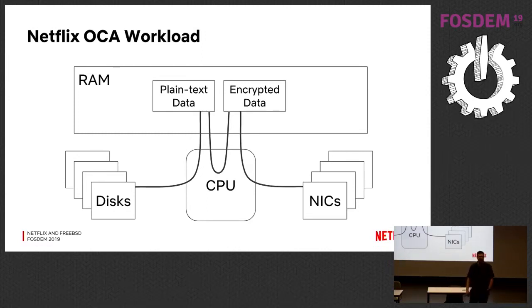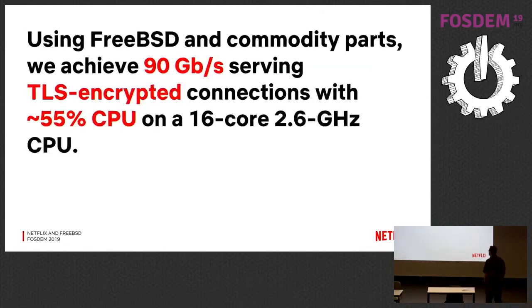And you can either buy your way out of that by buying bigger CPUs, or you can try to make things more efficient by utilizing the resources you have more efficiently, more intelligently. And we try to focus on the latter. So using FreeBSD and commodity parts, we get 90 gigabits per second steady state out of our latest 100 gig storage appliance. Actually, I think all of our 100 gig storage appliances at this point.